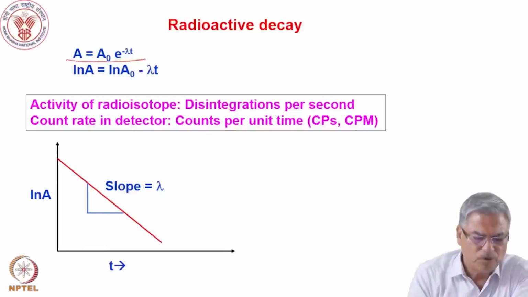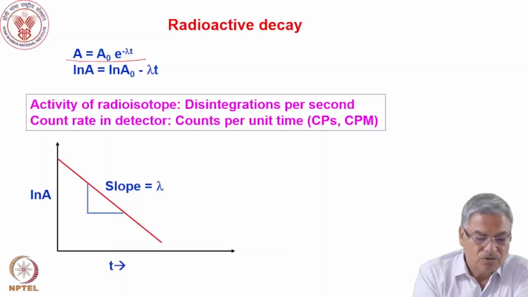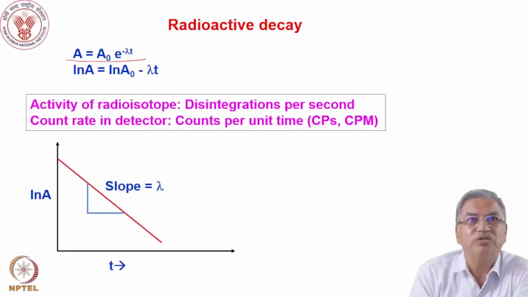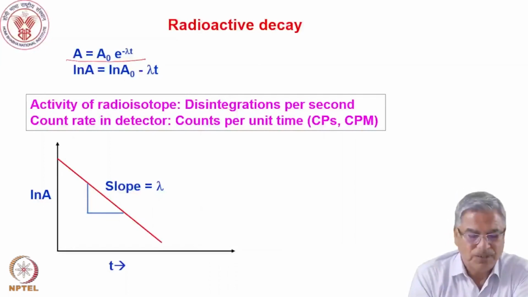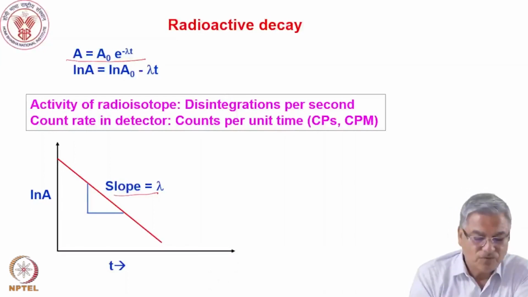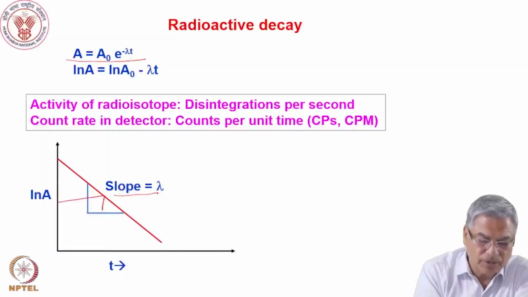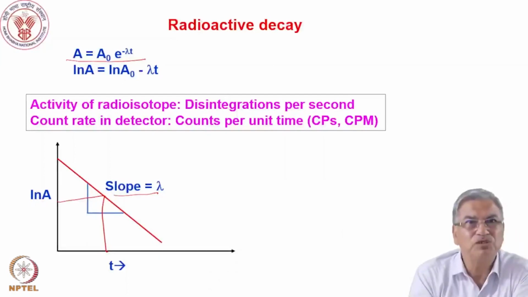What I have plotted here is ln A on the y-axis and time on the x-axis, and it becomes a straight line. So it becomes easy to understand and handle. The slope of this line is lambda, and from the activity data we can now find out the half-life using a paper which I will call semi-log paper, because on the y-axis I have the logarithmic unit, and on the x-axis we have the linear unit.